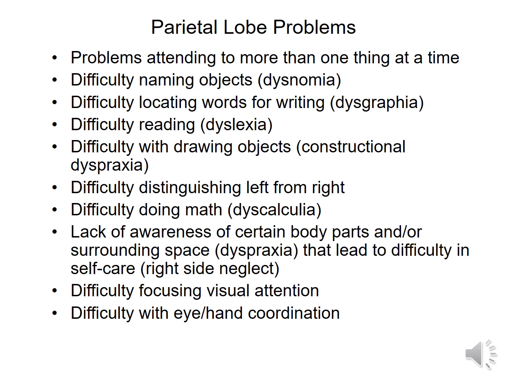Difficulty naming objects, called dysnomia. Difficulty locating words for writing, or for that matter, writing, called dysgraphia. Some people have terrible handwriting because they have problems with their parietal lobe. Difficulty reading, called dyslexia. Dyslexia has nothing to do with your eyes. It has everything to do with your parietal lobe integration. Difficulty drawing objects, constructional dyspraxia.